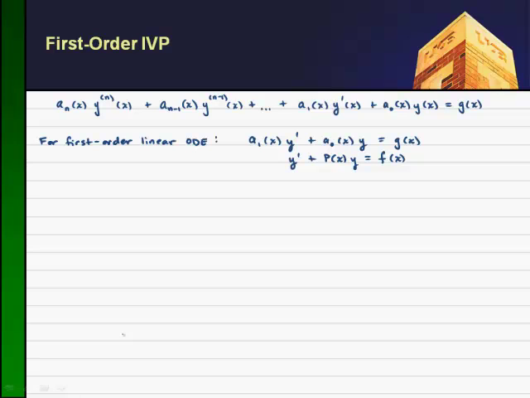So it should be clear here that I'm making the assignment where p of x is just a naught of x over a1 of x, and f of x is g of x over a1 of x. So they still remain functions in x.